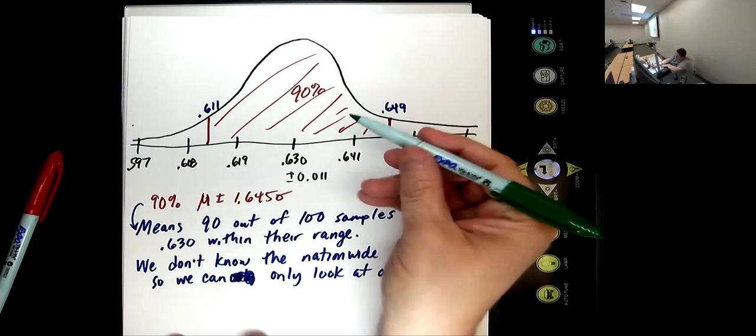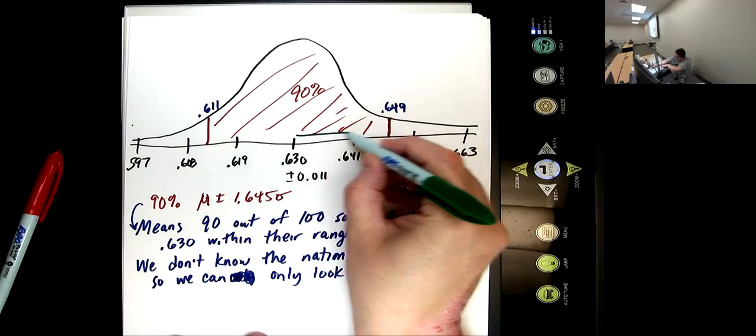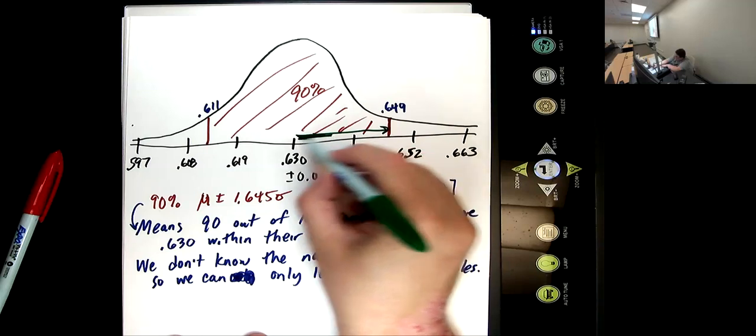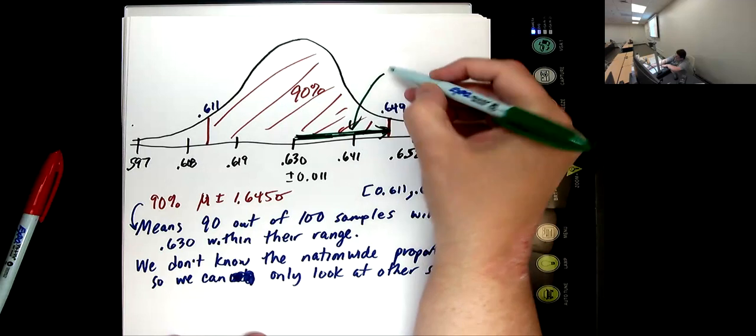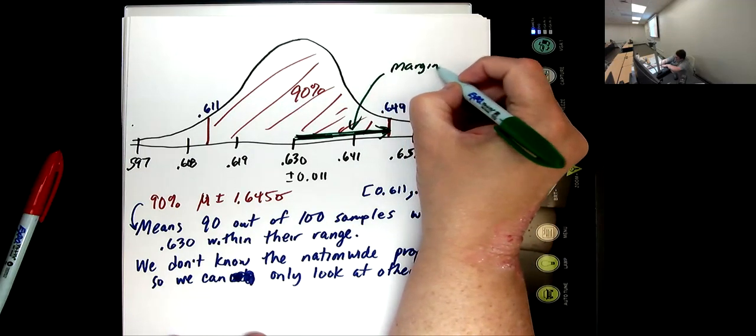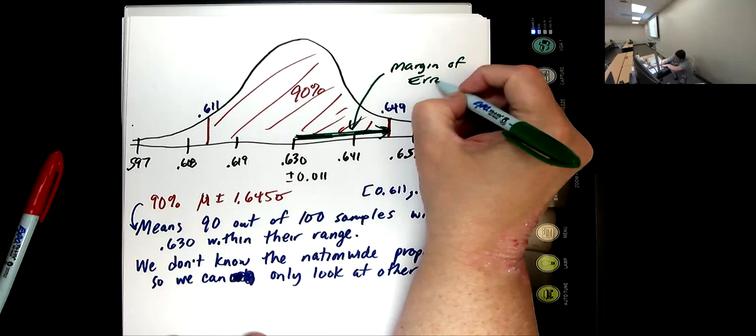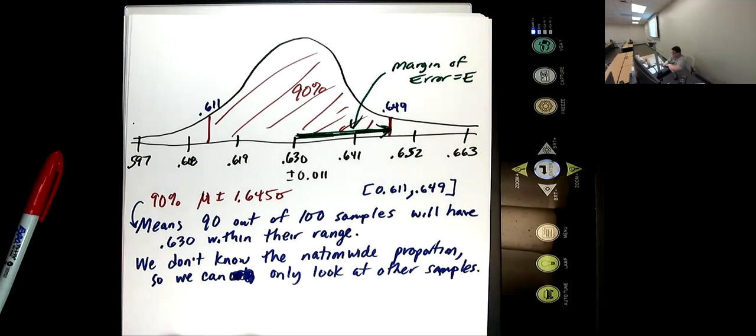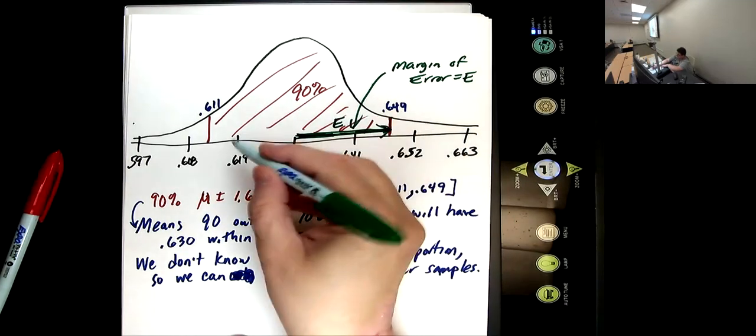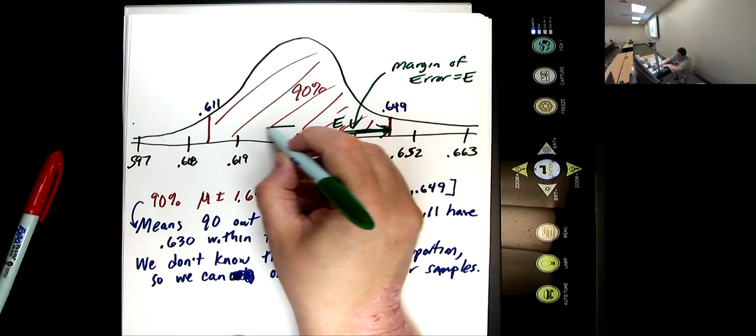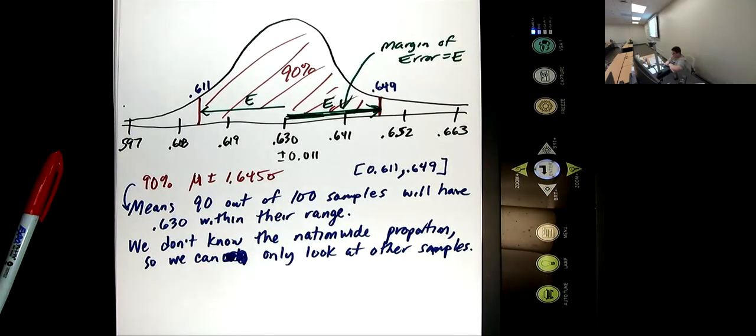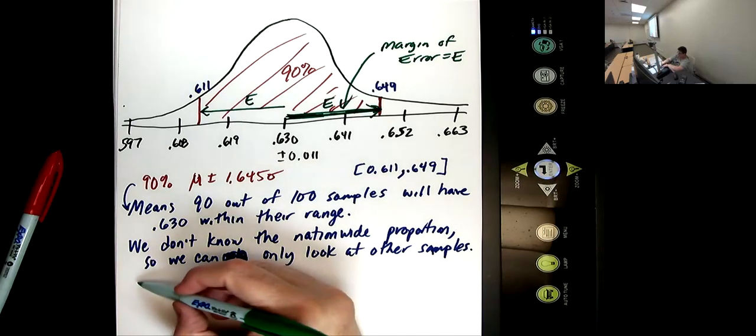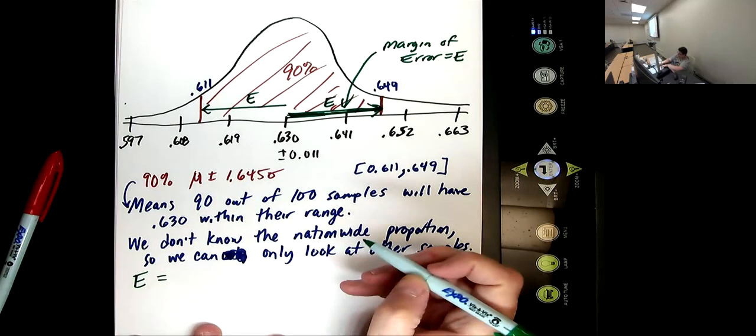So another thing that's kind of important is this distance right here, this error range. The distance from the mean to the end, that's called our margin of error, and it goes by E. This distance right here to that end is also E. So E, we can use either one.